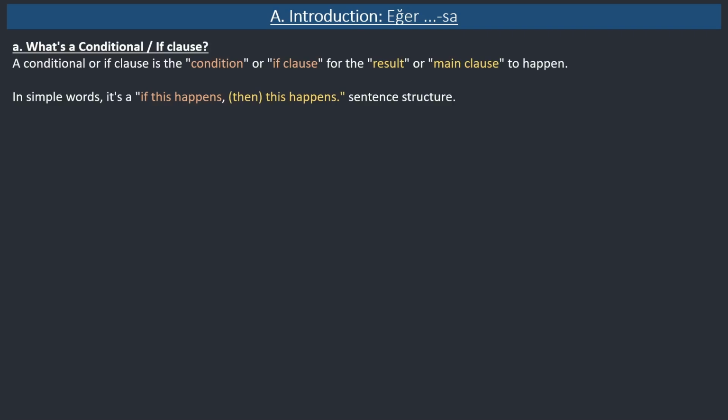So what is a conditional or if clause? It's basically a condition or a relationship between a condition and results. There will be an if clause and there will be a main clause. The clause is like a little sentence within a bigger sentence, like a group of words. So if this happens, then this happens. Basically, that's the idea.